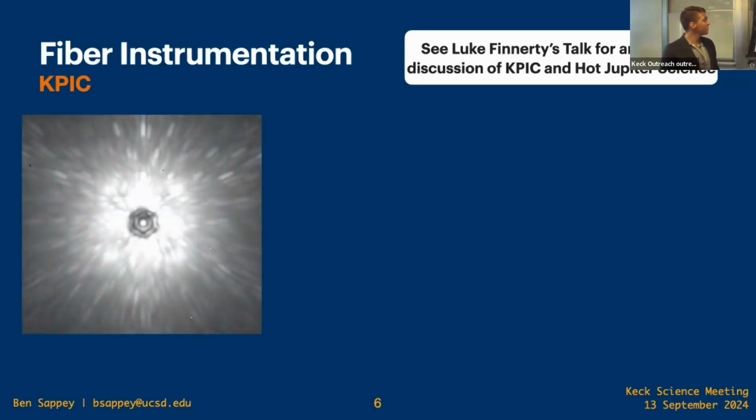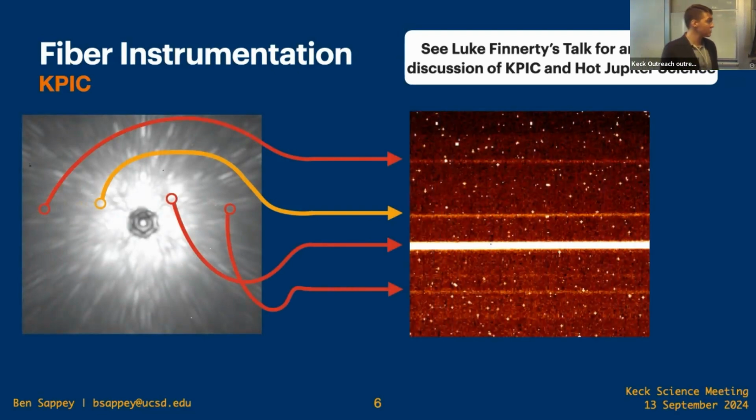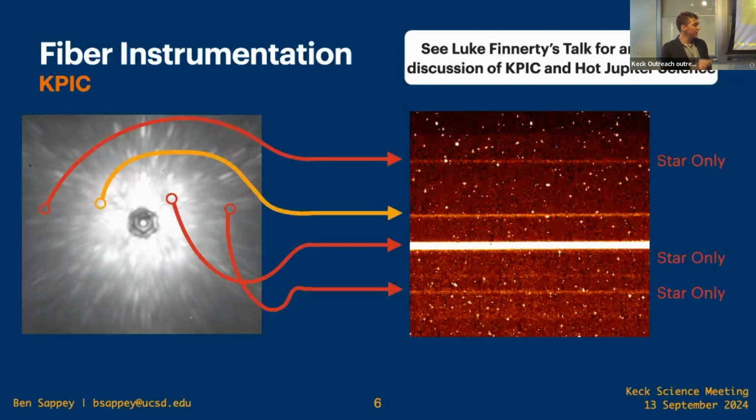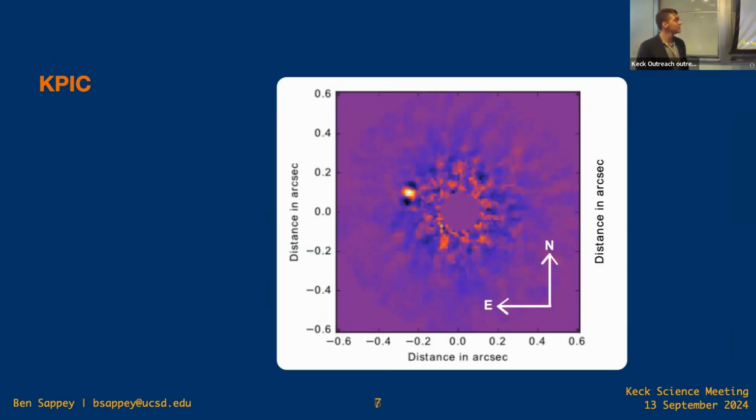So in KPIC, we place 4 single mode fibers in the plane of the telescope. We then use these single mode optical fibers to route light to the near spectrograph where they're dispersed at a resolution of 35,000. We then use a data reduction pipeline to extract spectra. And if you place one of these fibers over the location of your target object, you will have a combination of star and planet light in that fiber. And then we're able to use this high resolution spectra to do our science.